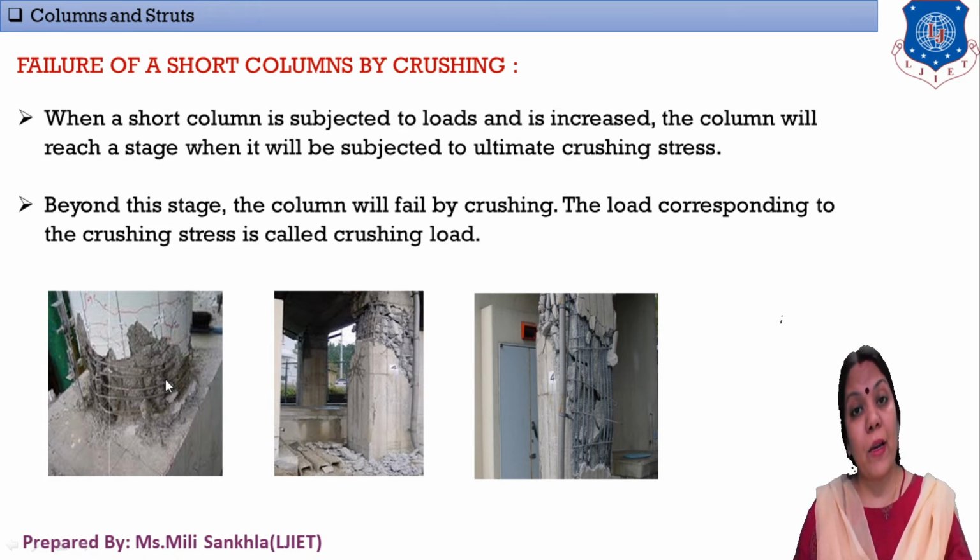A short column fails by crushing and failure of concrete, and a long column fails by buckling and failure of reinforcement. The reinforcement buckles because the length of the column is more. Okay, this is the failure of short column and long column.